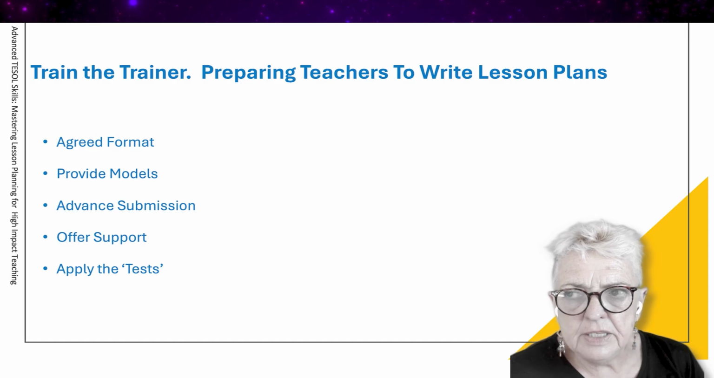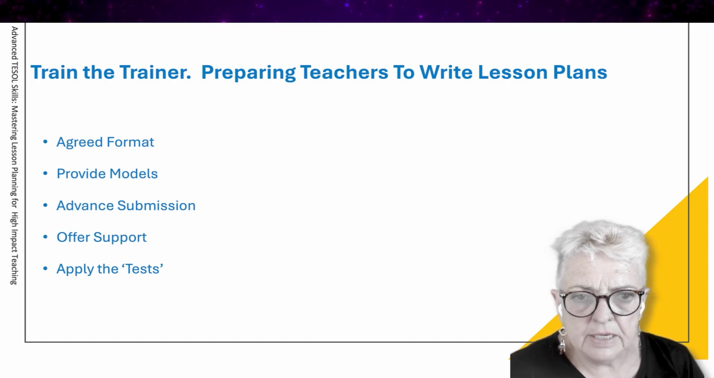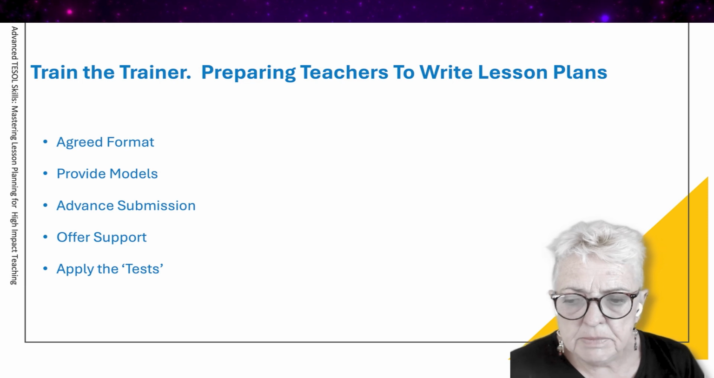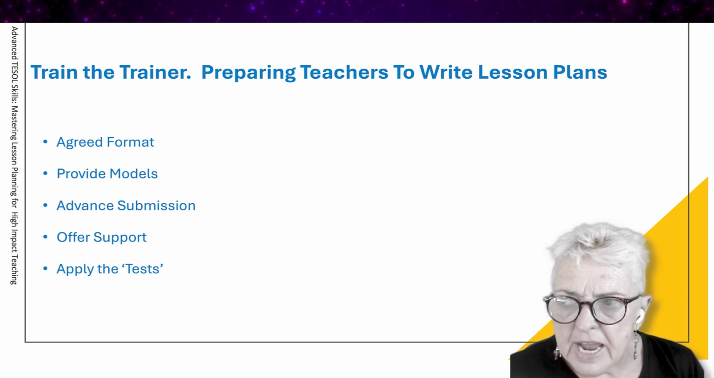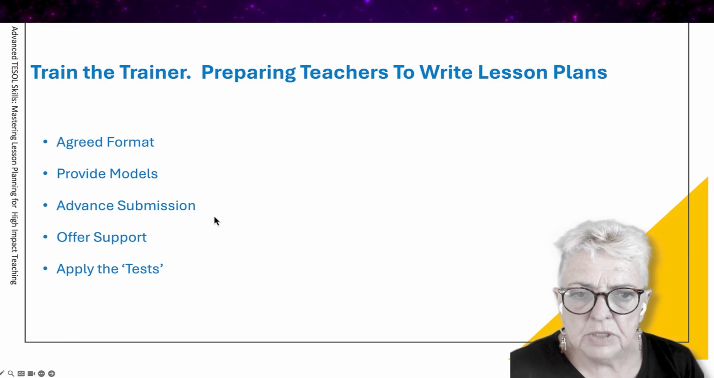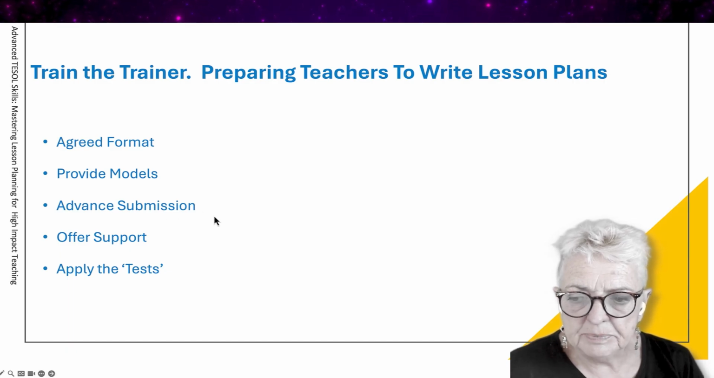Throughout this, you'll see the tests that you can apply. Apply the tests of looking at the interaction patterns, Bloom's taxonomy. Are the aims correct? You'll see all the tests that you can apply to make sure that the plan is going to work.